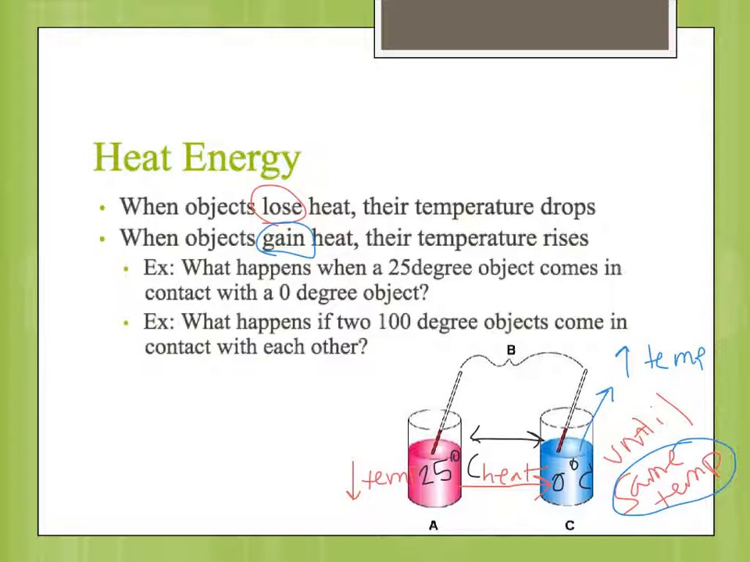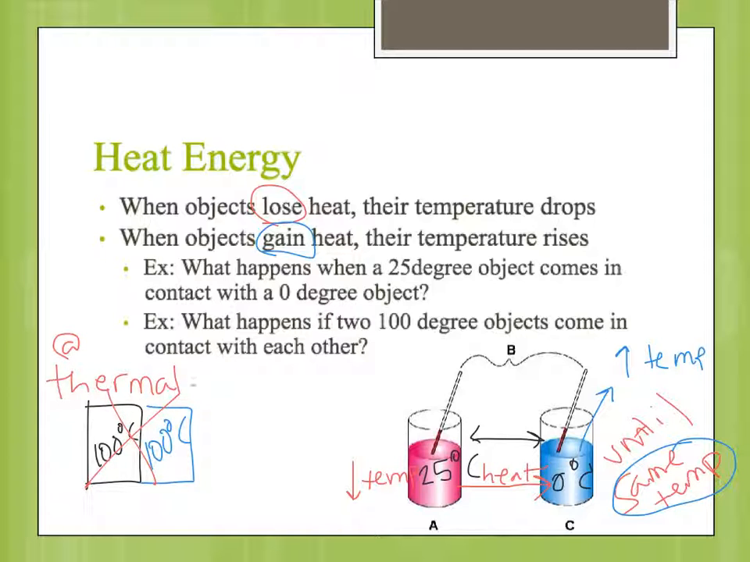Okay, so the next scenario to think about is, what if two 100-degree objects come in contact with each other? What if we had this block that was 100 degrees Celsius, and we had this block right next to it that was 100 degrees Celsius? Well, if they're the same temperature, is any heat going to flow? The answer is no. We're not going to get any heat flow, because they are the same temperature, they are at thermal equilibrium already.